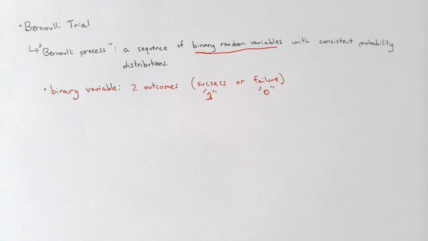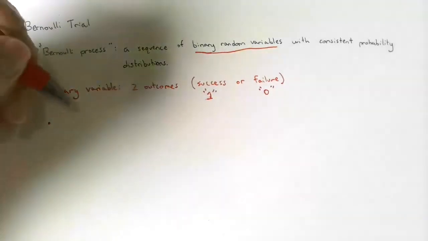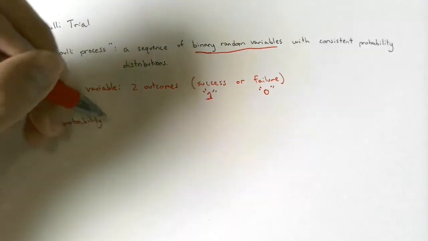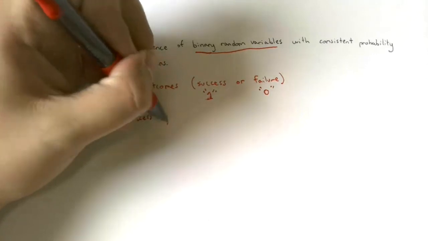Success is what you want it to be, failure is everything else. Okay, we gotta get back to the class before I get too distracted here. Here, we are going to say that the probability of success is P, okay? So the probability of success is P.